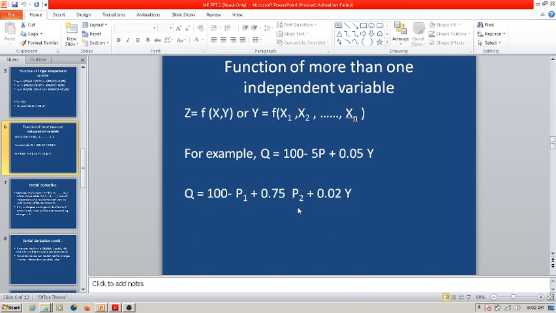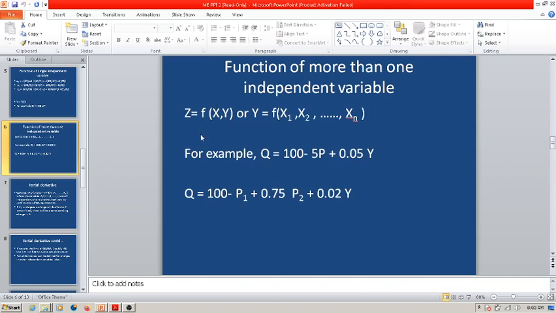So this is a multivariable function where you are having more than one independent variable on the right hand side. In such a situation, to measure the effect of a change in any single independent variable, you have to make use of partial derivative. The partial derivative of z with respect to x measures the instantaneous rate of change of z with respect to x while y is held constant.